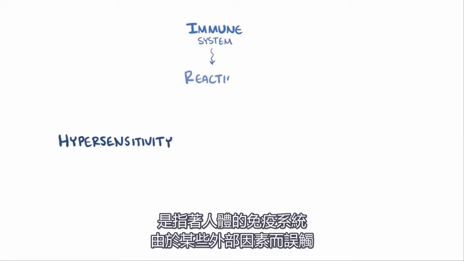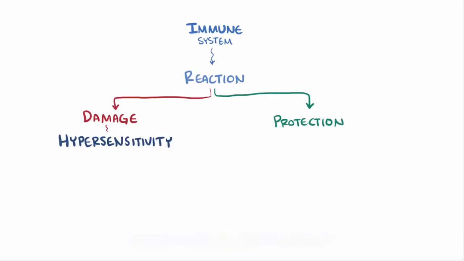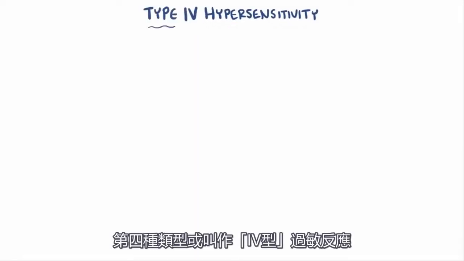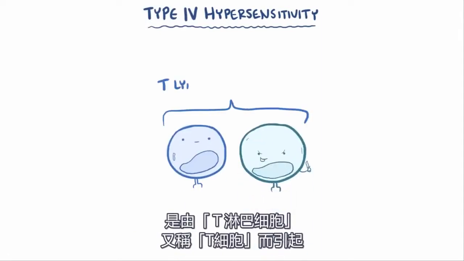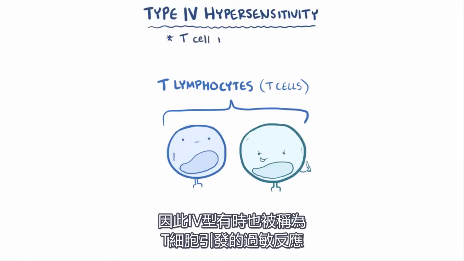Having a hypersensitivity means that someone's immune system has reacted to something in such a way that it ends up damaging them as opposed to protecting them. There are 4 different types of hypersensitivities, and in the 4th type, or type 4, the reactions are caused by T lymphocytes, or T cells. And so type 4 is also sometimes known as T cell-mediated hypersensitivity.